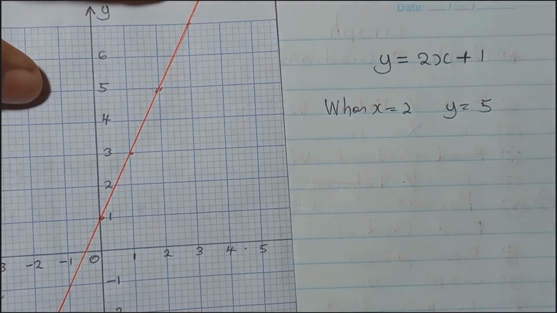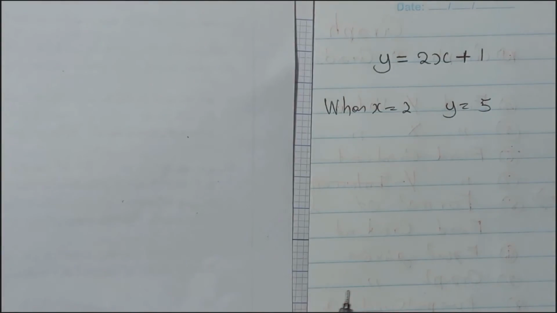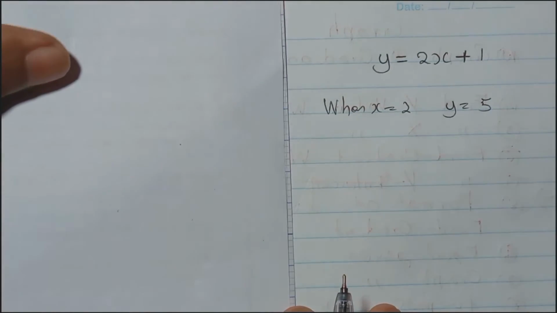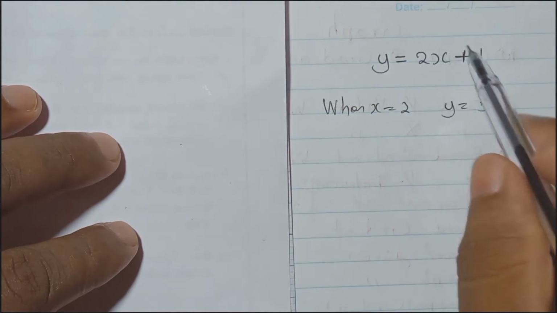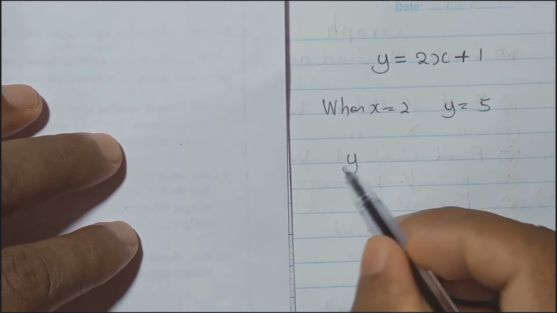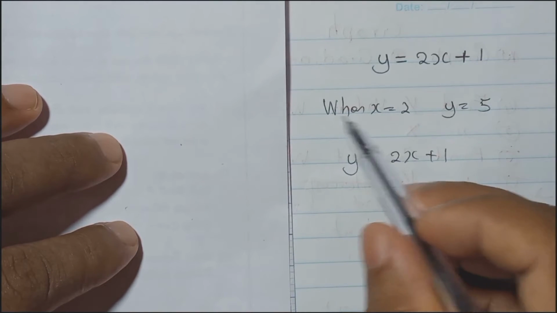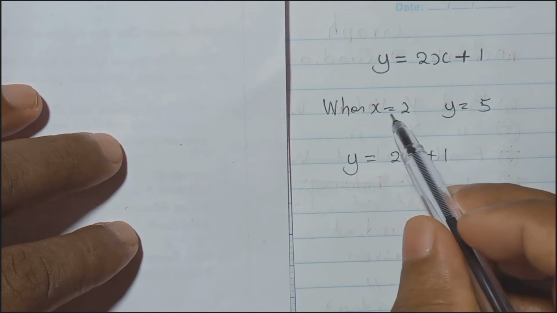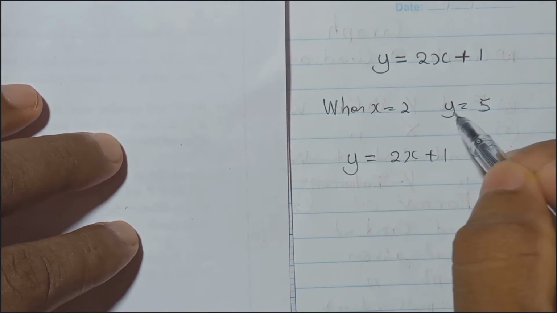But now let's consider if you have no graph. Think, you have no graph, right? How do you find the y value? Here is our answer. Now they give only the equation. Here we write the equation y equal 2x plus 1. Now when x equal 2, y is 5, right? We have that answer.